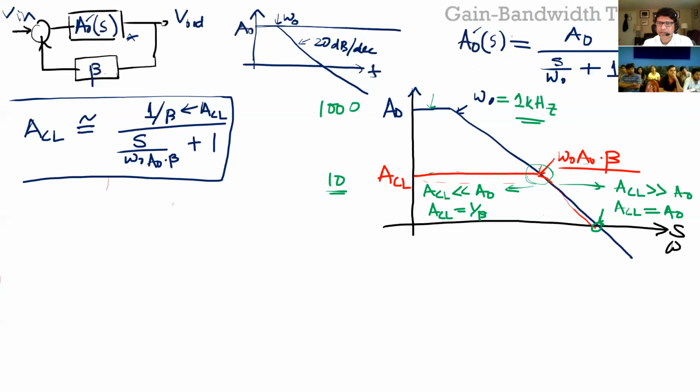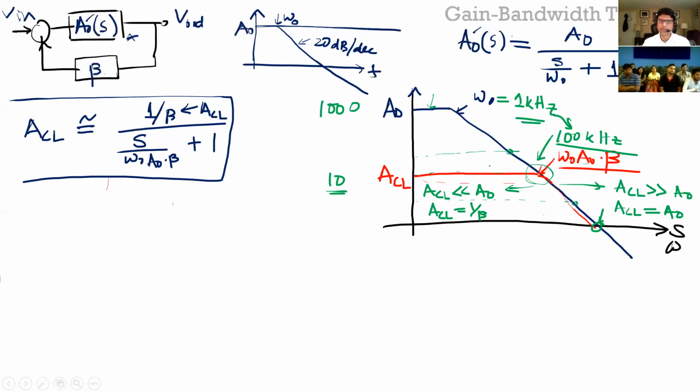Then your closed loop bandwidth now is that same 1 kilohertz times A naught times beta. Beta is 1 over 10, so this is 100 kilohertz now. So you took a 1 kilohertz bandwidth and extended it to 100 kilohertz by putting in this feedback, right? So if you want higher gain, then your bandwidth will start reducing. You'll get higher gain, but your bandwidth will start reducing. And if you go to lower gain, you can extend the bandwidth as well, right?